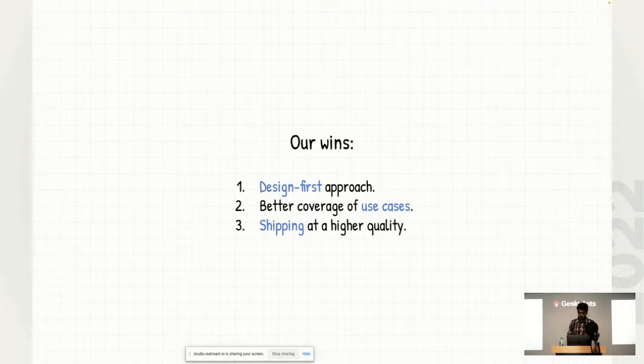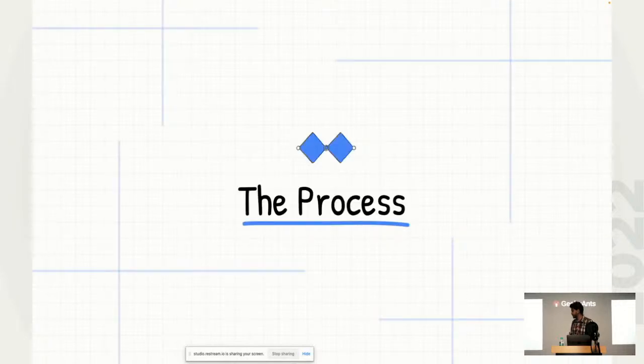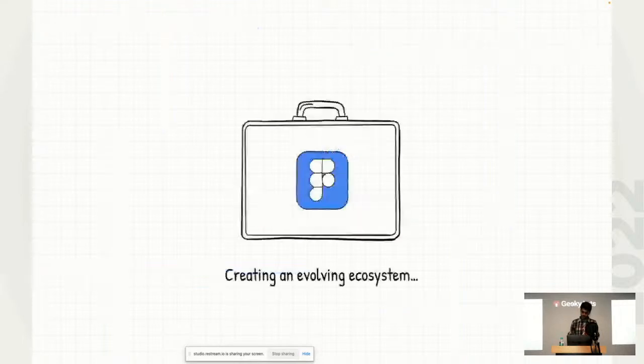And the last is the most important one, which is shipping at a higher quality, right? It doesn't matter unless the design gets shipped. The most important thing is what the user sees, not what you see on Figma. The next thing is, of course, the process, which is the major topic that I'd like to talk about next.